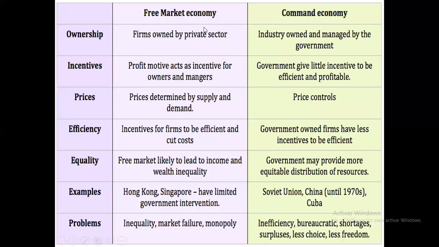Now over here, there is a chart that compares different aspects like ownership, incentive, price, efficiency, quality. Examples of countries like Hong Kong and Singapore are examples of free market, and over here, examples of command economy, Soviet Union and China. Now this one is the main thing. The owner. Who's the owner? In the command economy, industry is owned and managed by the government. The government takes care of everything, commands and makes the decisions. It's the owner of everything. So that's the difference between this and this.